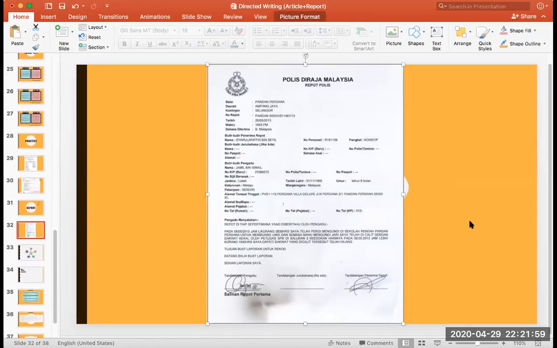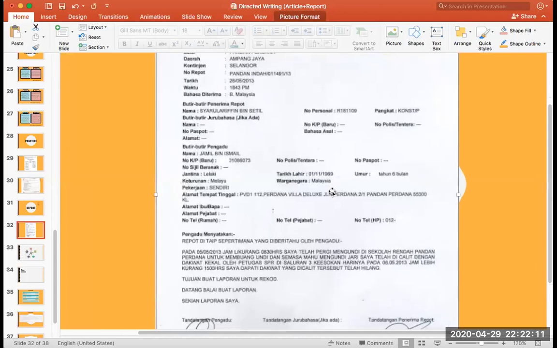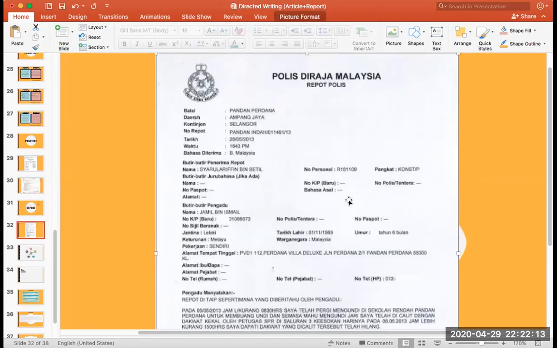Okay, this is a police report, a real one, but I don't know whose. I just took it from the internet. What is really important is I want you to look at the format here, the real life format. So let me get a pen. You can see that it's a police report. We want to look at the kind of format that they use here.